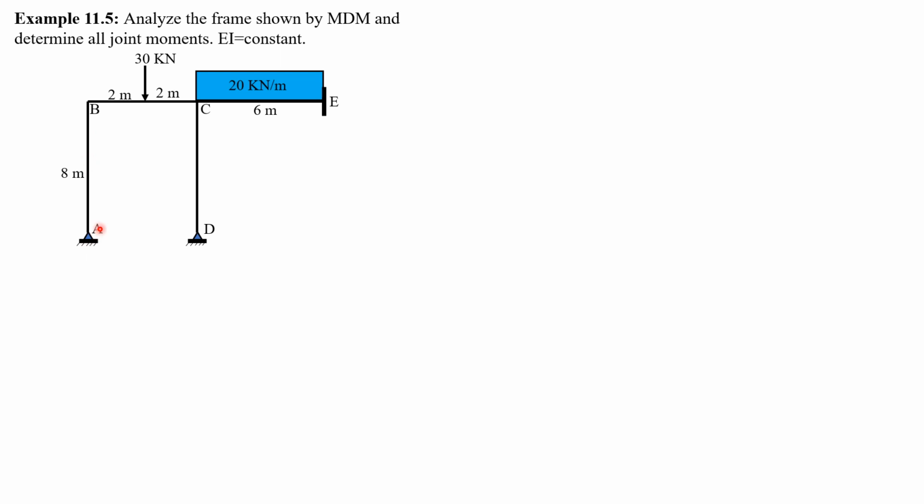AB, the joint A is pinned. Therefore, we have to modify its stiffness by multiplying 3/4. 3/4 of 1 over 8 is 3 over 32. This is an interior segment. We expect moments at B and C, so the stiffness is 1 over 4, 1 over L. This is again 3 over 32, 3/4 of 1 over 8. And this one is 1 over 6 because the far end E is fixed. So the stiffness is 1 over 6.